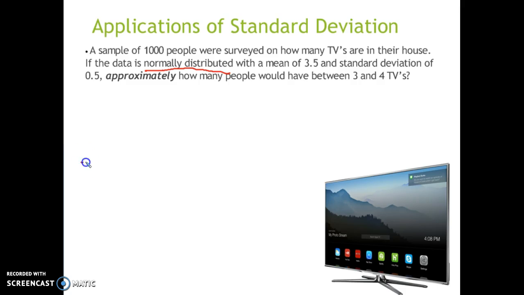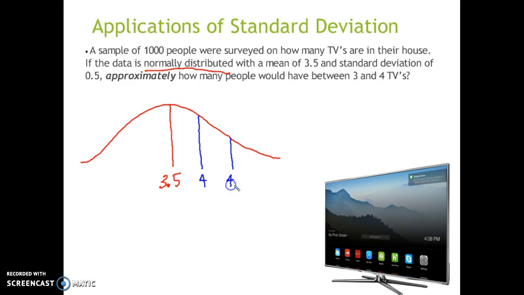So all we're going to do is draw the bell curve. Right in the middle, this is our mean, which was 3.5, so I can put a 3.5 right in the middle. Then to go one standard deviation up, when our standard deviation is 0.5, takes us to 4. Then one more up would be 4.5, and then one more would be 5. Same thing going down: one down would be 3, then 2.5 and 2.